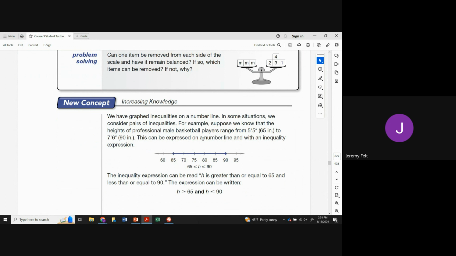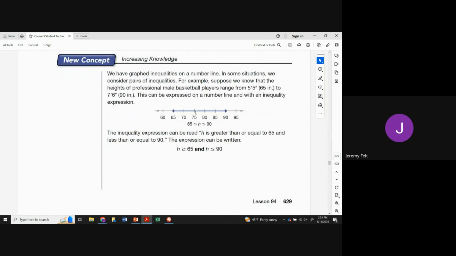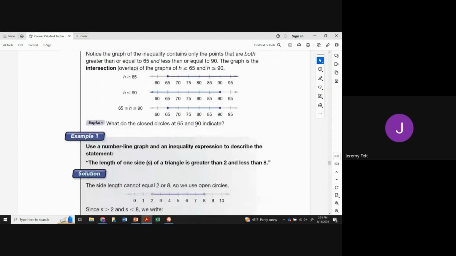So if we're looking at a range of heights of professional basketball players, we have a minimum and a maximum. So 65, including 65, all the way to 90. So we shade in those circles and then connect the dots because that shows our range of values of height of professional basketball players. Sometimes they'll run together, sometimes they'll run away, which we'll look at here in a second.